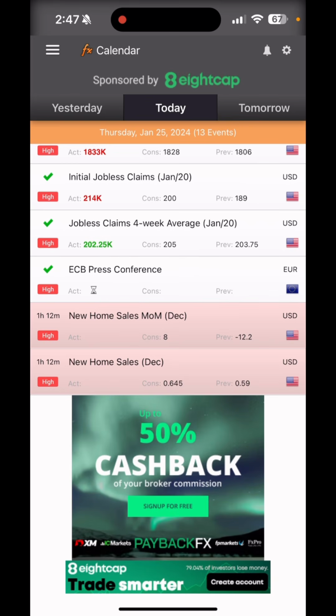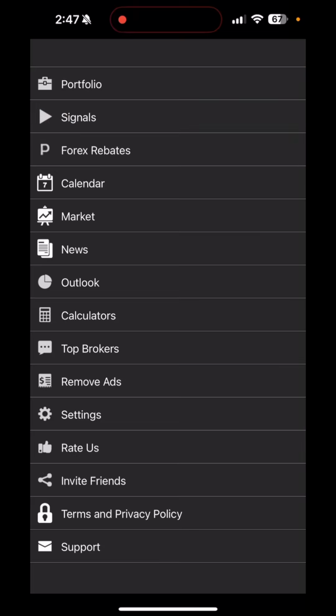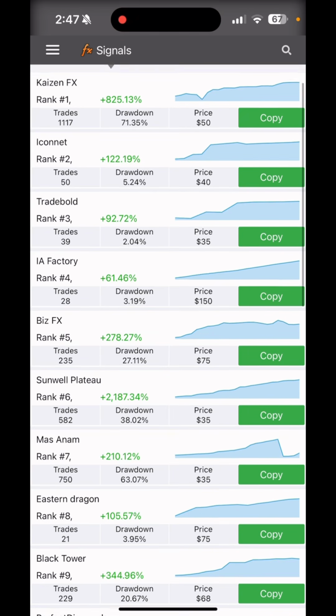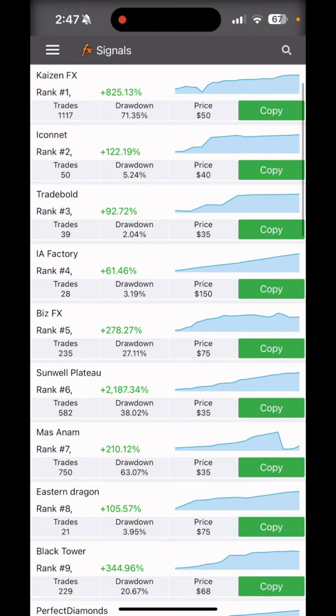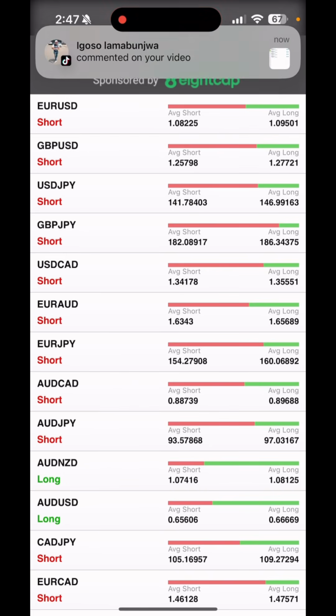Now on this MyFXBook, aside from getting information about news, you can also get signals. As you can see, portfolio signals. When you click signals, it will take you to this part. Now it's showing no, let's not use signals. Let's use Outlook. Now come down to this Outlook. Once you click Outlook, yeah, this is it.